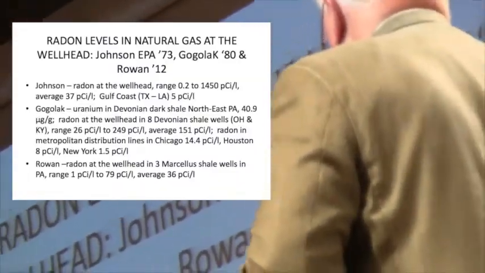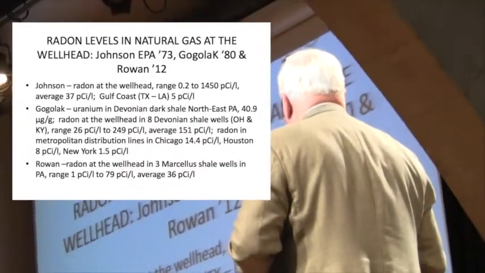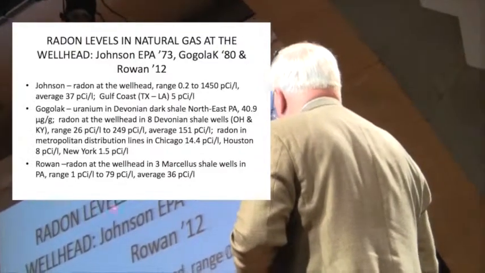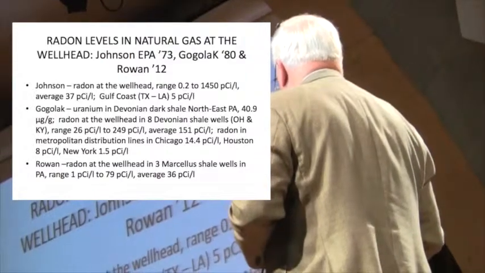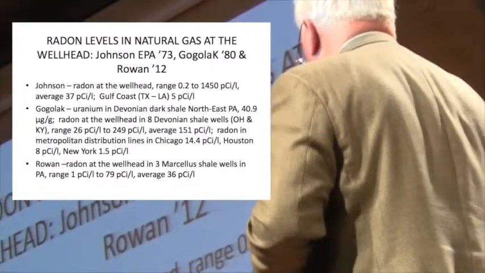Okay. There is really very, very little information on radon in natural gas. There's not a lot of data points, and that's one of the major contentions that we have, is that we need to get a lot more information about what radon levels we're dealing with. Some of the limited published reports are from EPA back in 1973 by Johnson. He looked at a lot of different basins, data from other people. He found a range from 0.2 to 1,450 picocuries per liter, with an average nationwide of 37 picocuries.